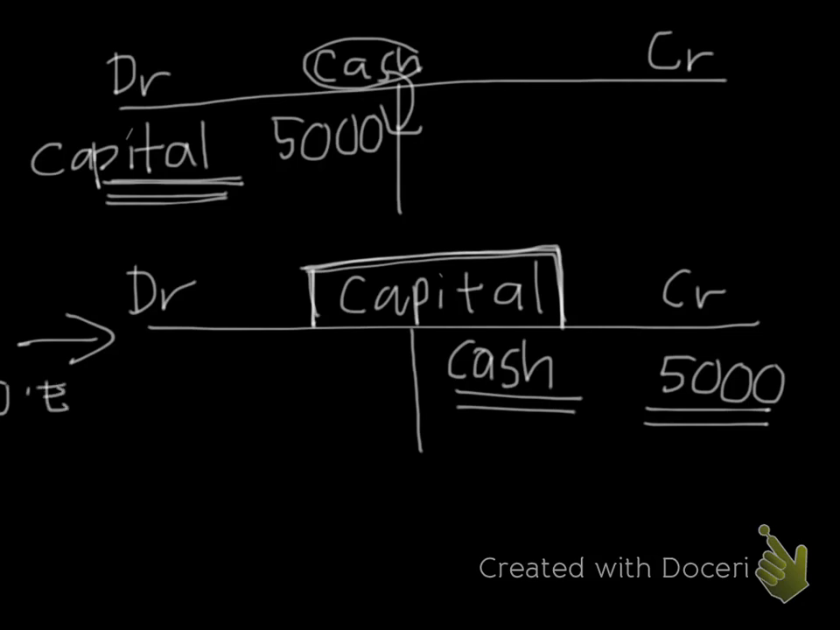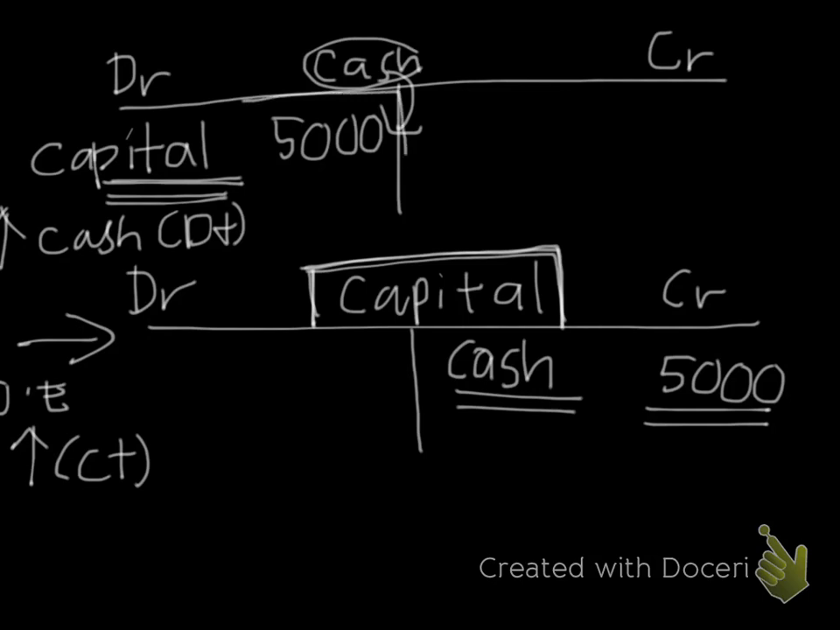It's a part of owner's equity account, and remember, increasing in owner's equity account should be recorded in the credit side, and increasing in the cash account should be recorded in a debit side. So now we fulfill a double entry situation, which means cash account recorded in a debit side and capital account recorded in a credit side.